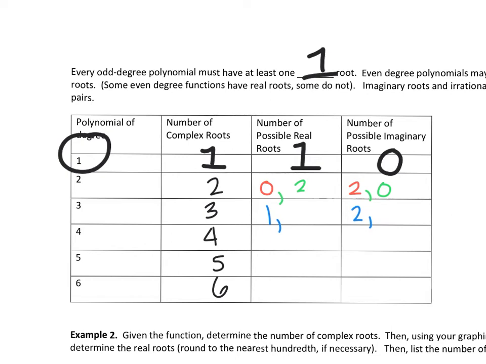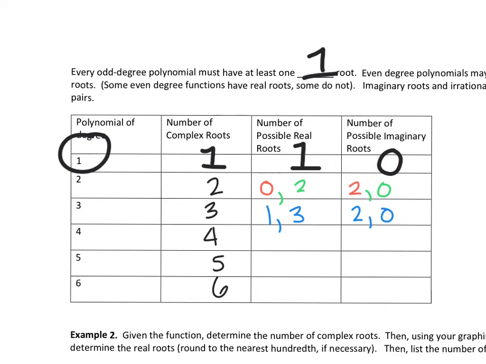Let's try another combination. Could you have 3 and 0? Yes, because 3 plus 0 adds up to 3, and the number of imaginary roots is even. So the numbers in this column must always be even, if you're seeing that pattern. Okay, now let's try 4.